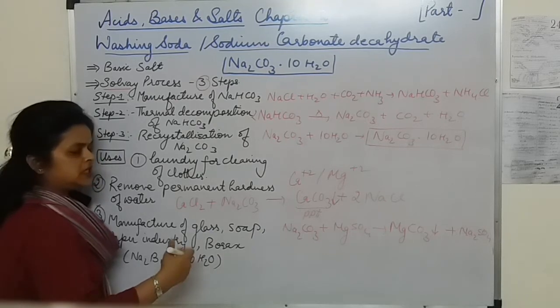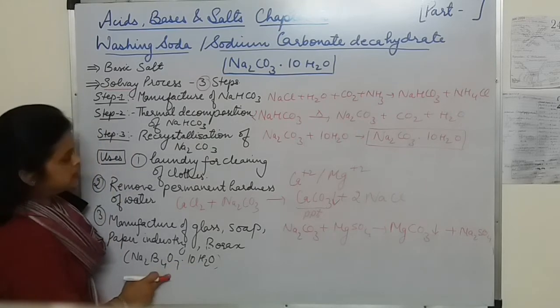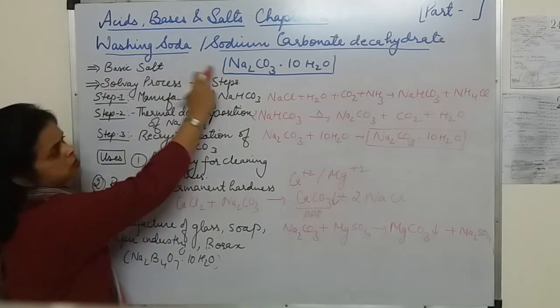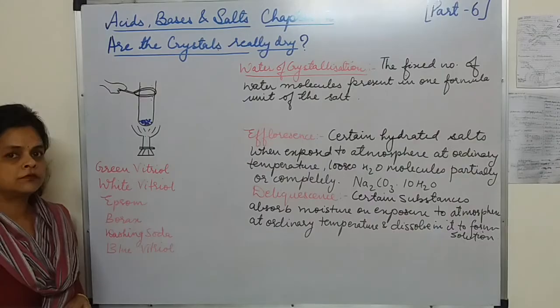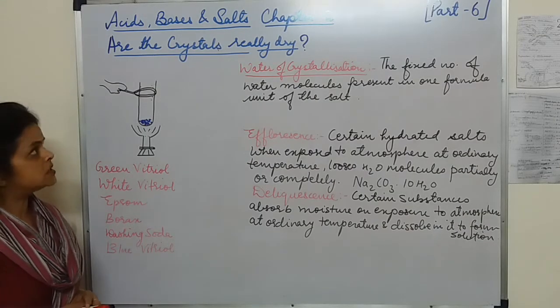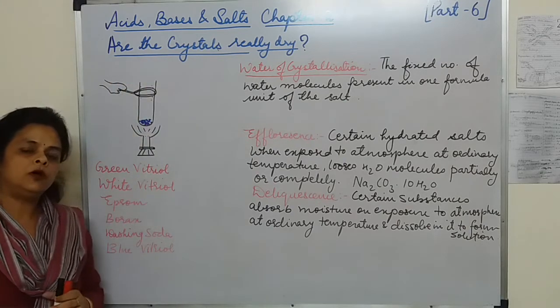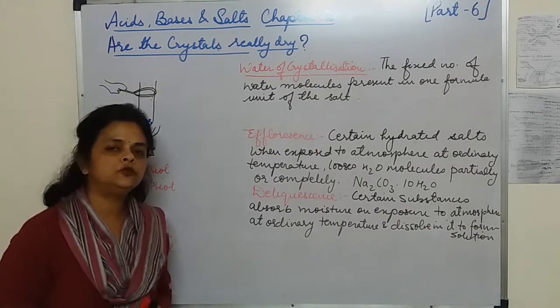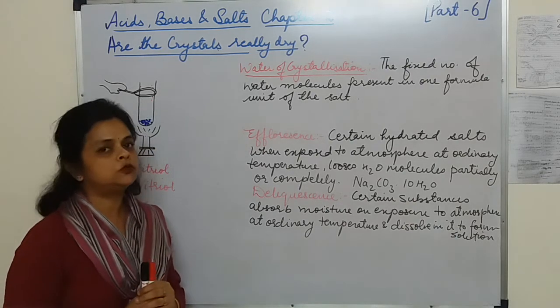Na2B4O7.10H2O. So students, in the next section we will discuss what this 10H2O is in the borax as well as in the washing soda. What do you mean by these 10H2O molecules? Now we are going to discuss: are the crystals really dry? We discussed that the formula of the washing soda was Na2CO3.10H2O. So what do you mean by these 10H2O molecules?